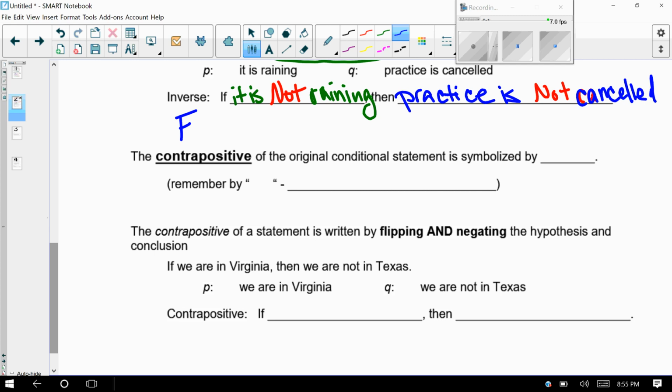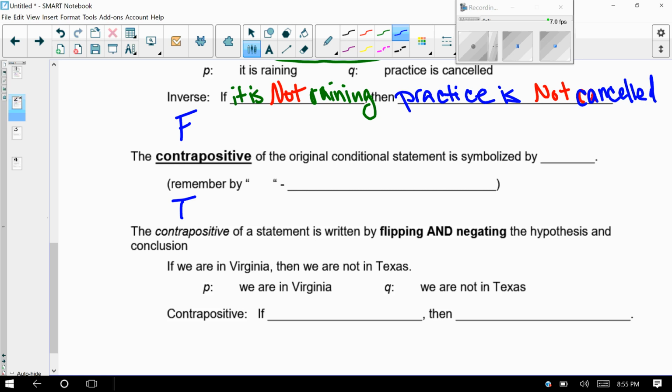However, if the conditional is true, my contrapositive has to be true. So my contrapositive is always true. You can write down a T for it, for true. All right, I'm going to show you what a contrapositive is. We're going to kind of put the converse and inverse together. We're going to put them together, and we're going to negate it.